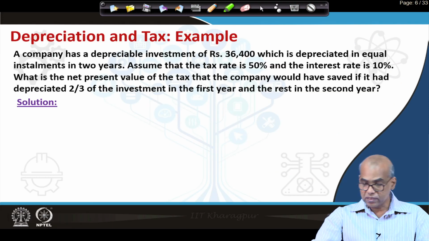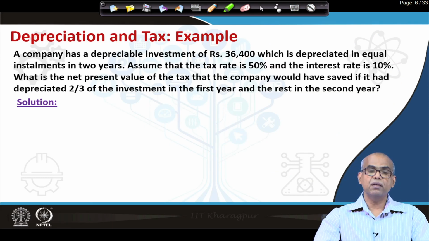Now, let us take one example on depreciation and tax. A company has a depreciable investment of rupees 36,400 which is depreciated in equal installments in 2 years, assuming that the tax rate is 50% and the interest rate is 10%. What is the net present value of the tax that the company would have saved if it had depreciated 2/3 of the investment in the first year and the rest in the second year?